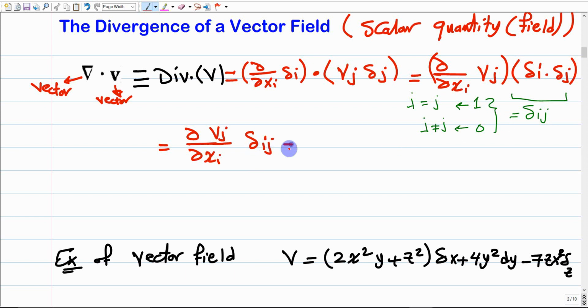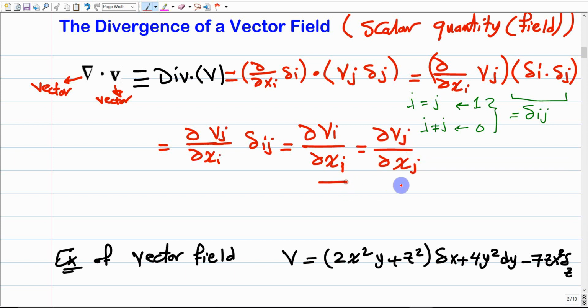So what does it mean? It means that it is fine if we type this thing as partial vi with respect to xi, assuming that I and j are equal, and then use just I for both of them. Or you can write this thing as partial vj with respect to xj. It is equivalent. Here I'm using an I index, but here I'm using a j index. You can even use another different index. You can say, for example, partial vk with respect to xk, no problem. All of these three terms are equivalent.